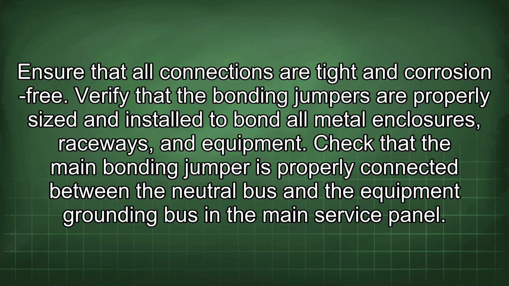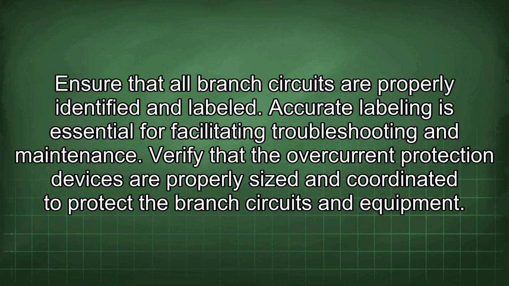Check that the main bonding jumper is properly connected between the neutral bus and the equipment grounding bus in the main service panel. Ensure that all branch circuits are properly identified and labeled. Accurate labeling is essential for facilitating troubleshooting and maintenance. Verify that the overcurrent protection devices are properly sized and coordinated to protect the branch circuits and equipment.